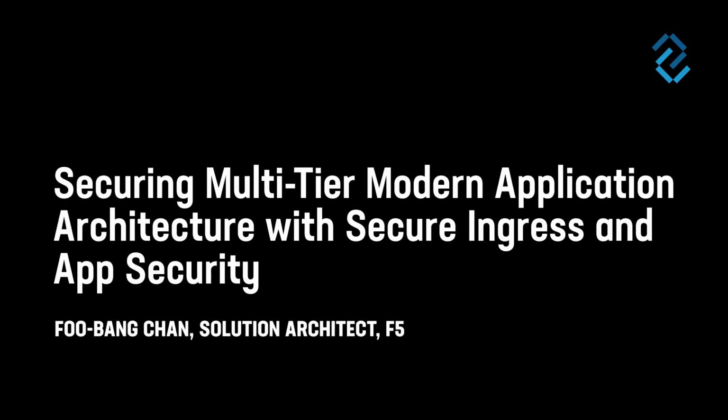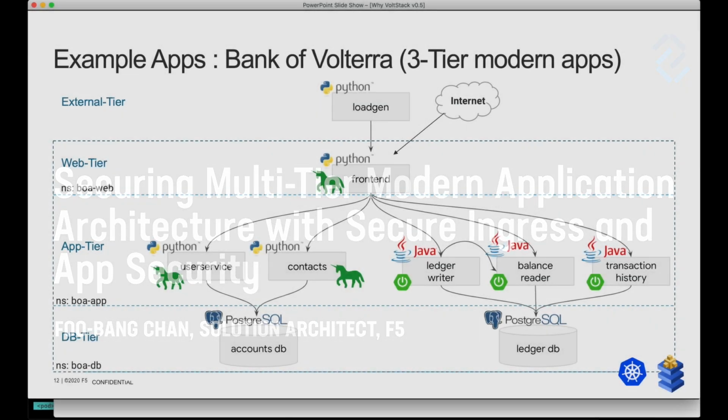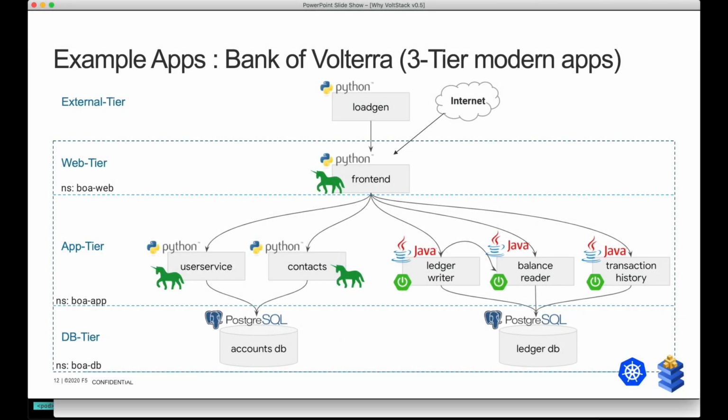Welcome to Securing Multi-Tier Modern Application Architecture with VoltStack. This demo will show you VoltStack Secure Ingress and App Security. As a quick recap, this is an example 3-tier demo financial application that simulates a bank's payment processing network. These 3-tier applications are currently deployed in a single VoltStack Kubernetes cluster, segregated via Kubernetes namespace.